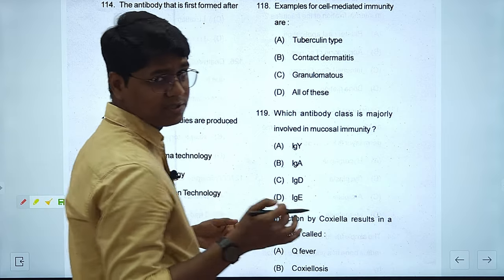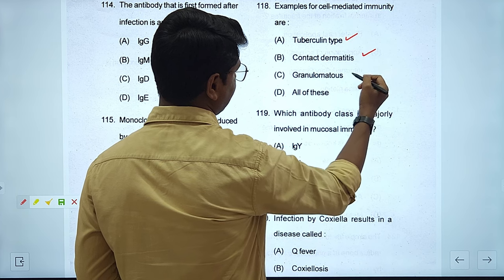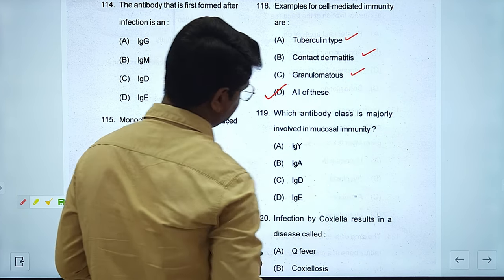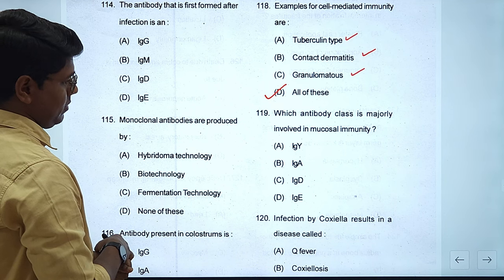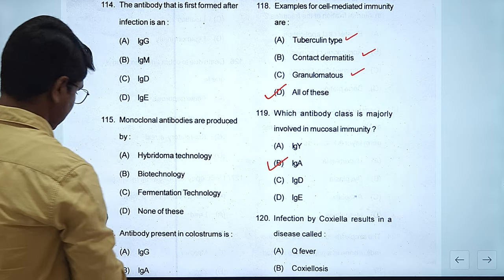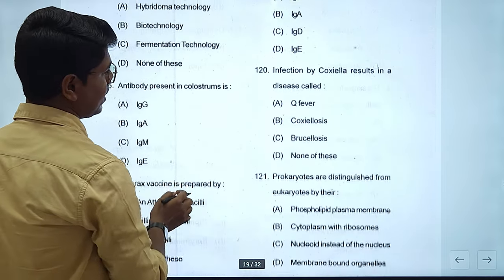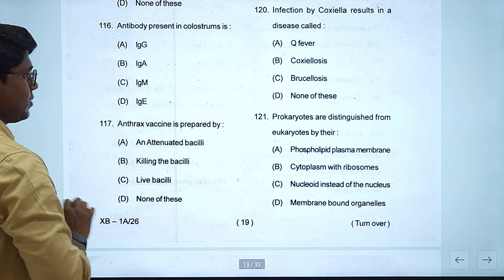Next question 118, examples for cell mediated immunity, T cell mediated actually. Humoral means B cell mediated. So the answer is all: tuberculin, contact dermatitis and granulomatous, they are all T cell mediated. Which antibody class is majorly involved in mucosal immunity? IgA.